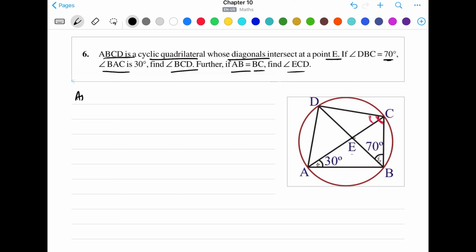Let's write the solution. This is answer number 6. First we'll write the given part.